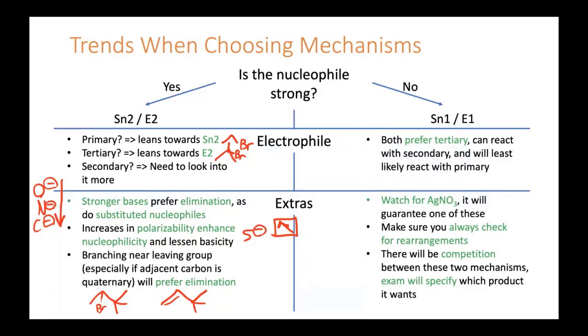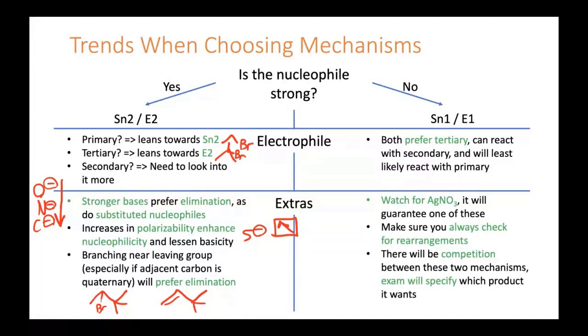Because of this, they prefer tertiary. They can react with secondary, and they'll least likely react with primary. They definitely can. So these rules aren't set in stone, but these are just trends that you can recognize to help you move through the reactions.